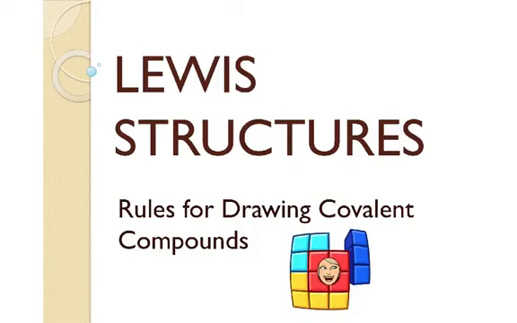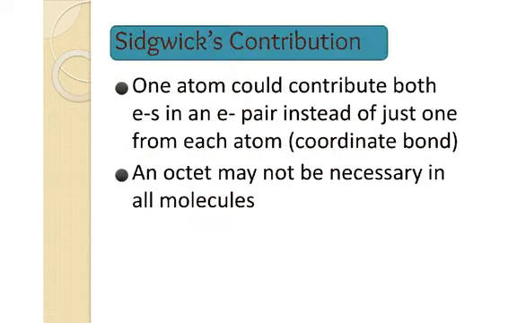Hi everyone, this is Lewis Structures, and we're going to be looking at the rules for drawing covalent compounds. And these, of course, are the same as our molecular solids. So to start off with, let's look at Sedgwick's contribution, and that is that one atom could contribute both electrons in an electron pair instead of just one from each atom. This is called a coordinate bond, and we're going to see some of this happening with our molecules.